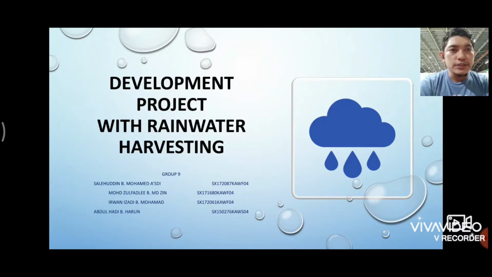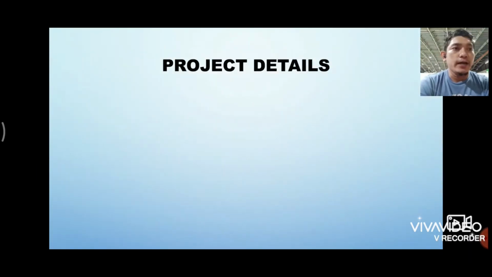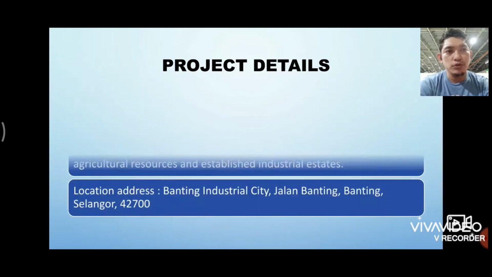So after discussion with our fellow members, the stated problem for the development project in this area will be the water issue. So we decided to use a rainwater harvesting system to mitigate this problem. In the following part, I will explain what is happening in this project.